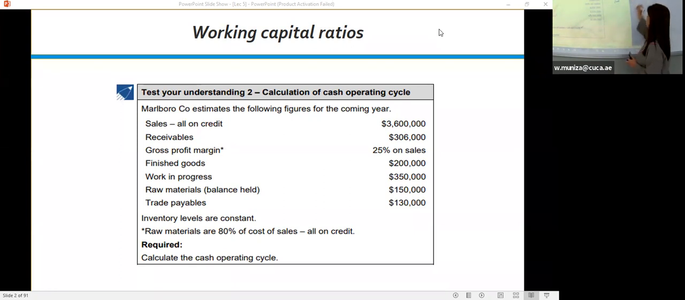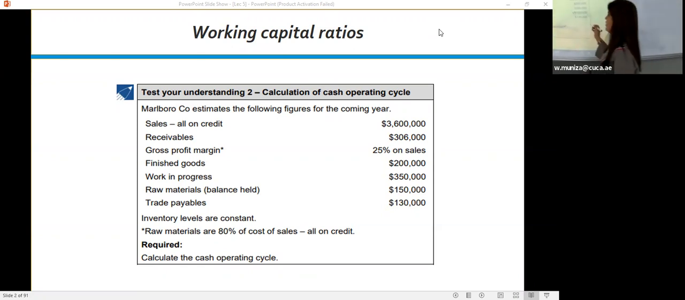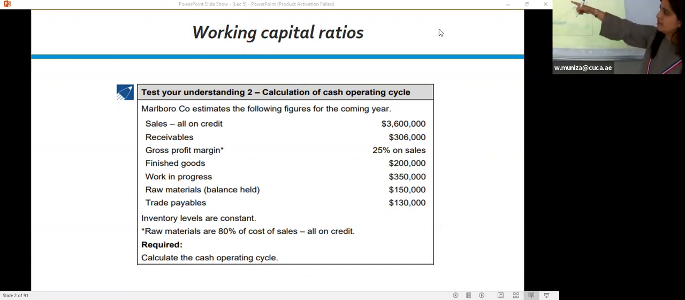Divided by what? Sales, right? Divided by cost of sales. Okay. Now over here, the balance held for raw materials is 150,000. So yes, the balance will be 150,000. This is the balance out of the raw materials which are over there out of the cost of sales. So it is 150,000 divided by 2,160,000 multiplied by 365.